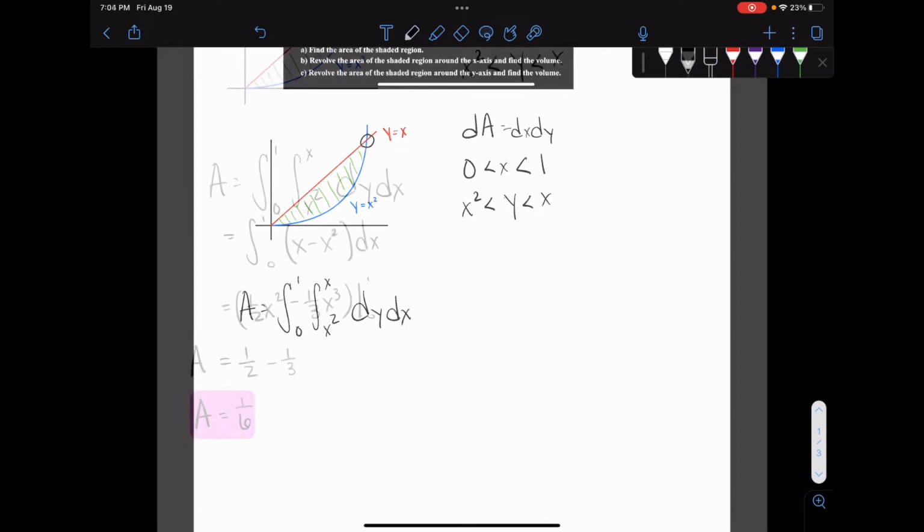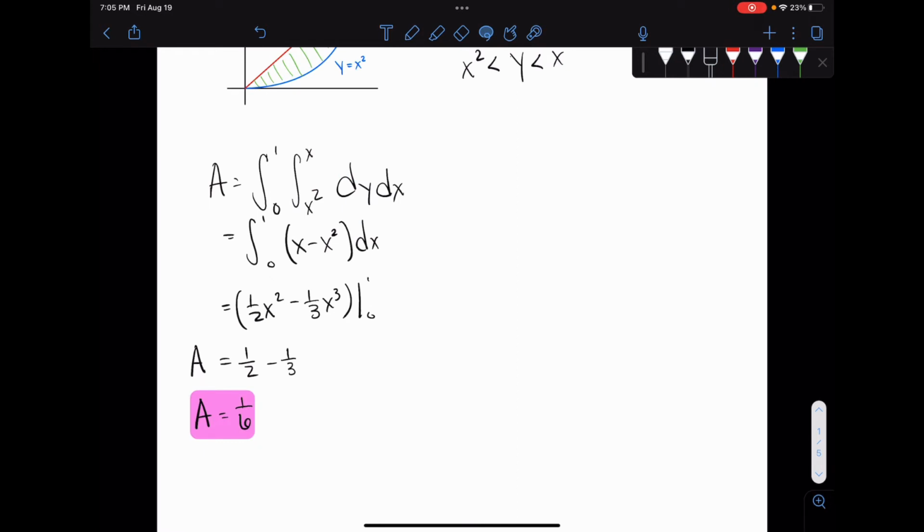And then you can go ahead and solve that. Okay, as you can see, the answer is going to be 1/6. Again, if you have troubles with the integration itself, reach out. We can talk about that math too, but it's a really simple, quick one.